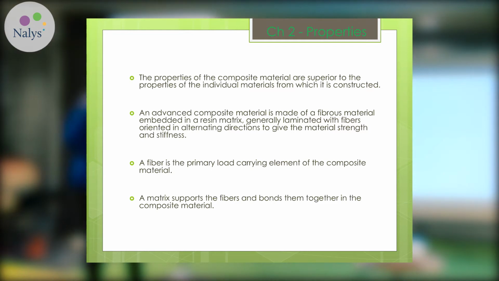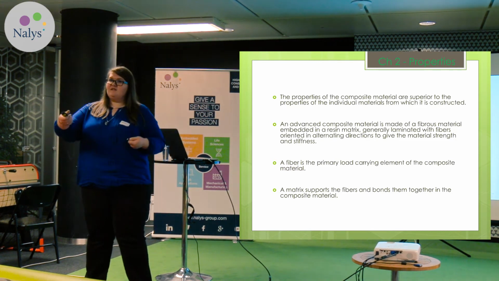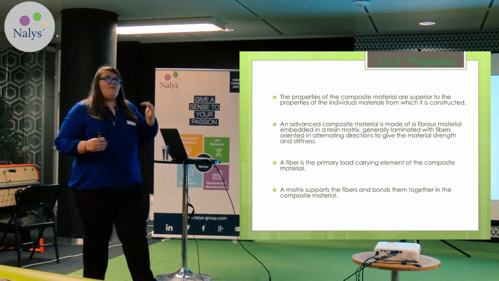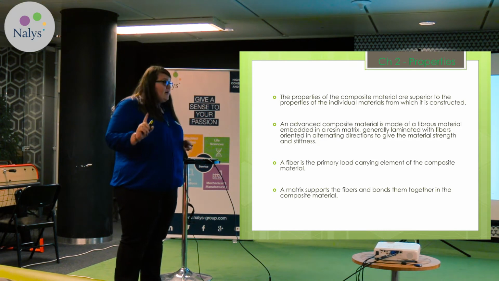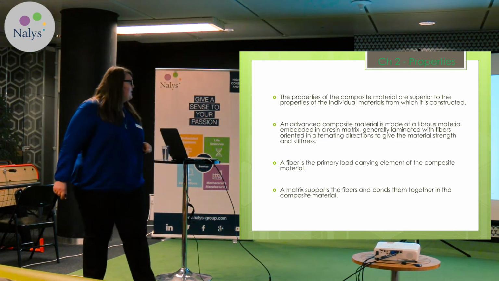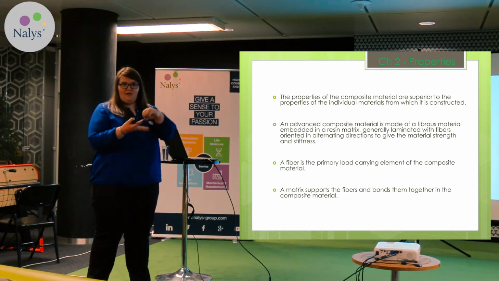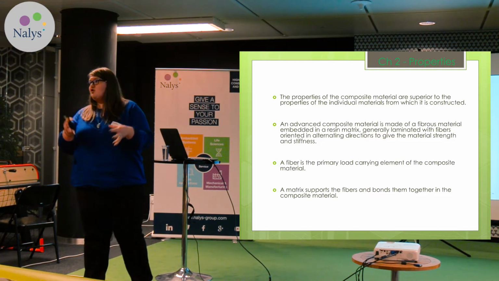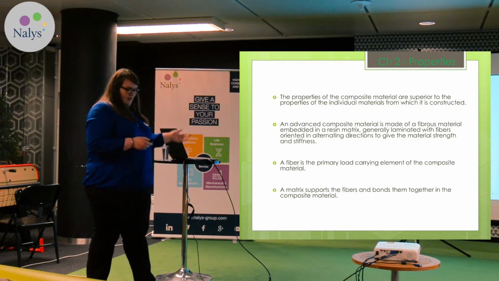Also, you can see that by alternating different fibers in the matrix, you will get different strengths in different areas. So that will make also the composite material superior. But we have to keep in mind that the primary load carrying element is the fiber. So we have the fiber and the matrix, and the fiber will take the load. The matrix will just ensure that the fiber stays in place and keep it together.